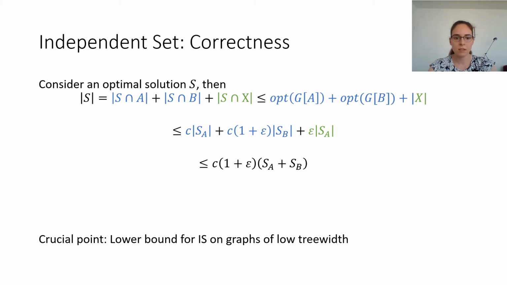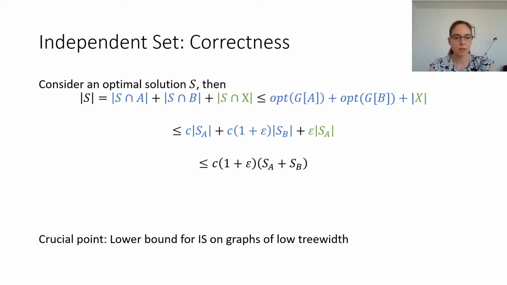Okay, so let's consider the optimal solution and compare it to the solution that we give. If we look at the size of the optimal solution, we can split this into the size of the optimal solution that's in A, the size that's in B, and the part that's in X. And we can clearly upper bound this by the maximum independent set in A plus the maximum independent set in B plus the size of X. This may be a very rough estimate, but it's an upper bound.